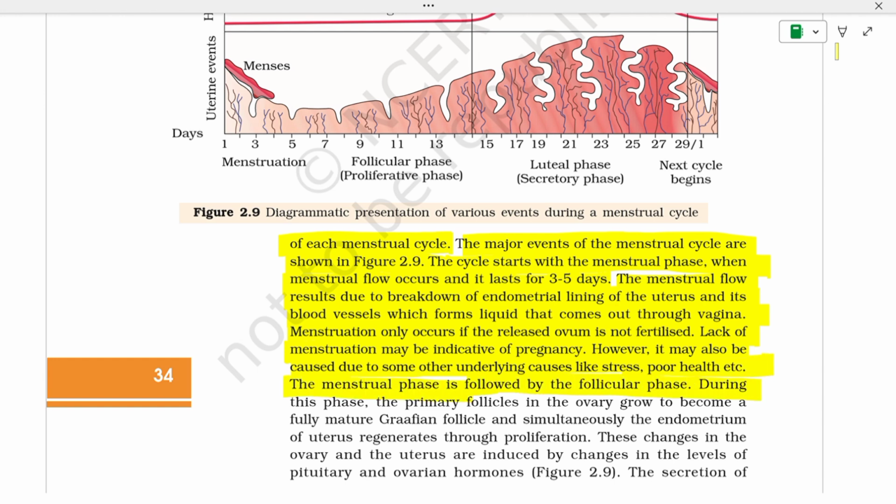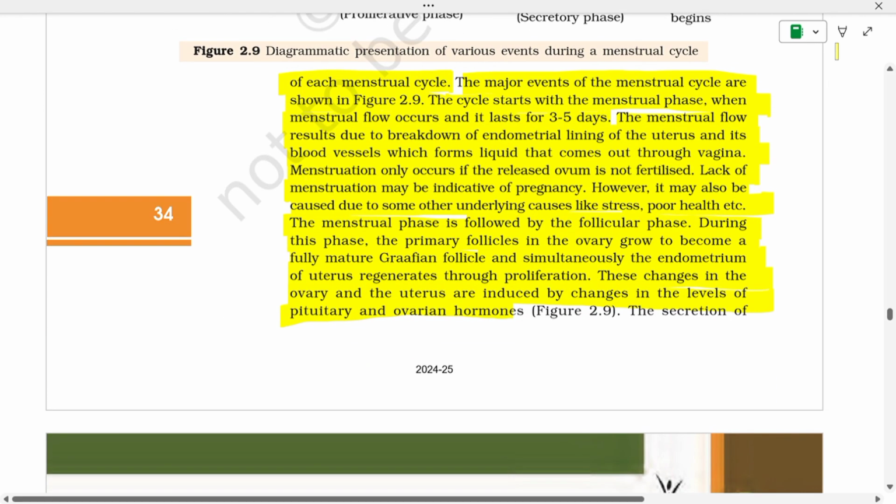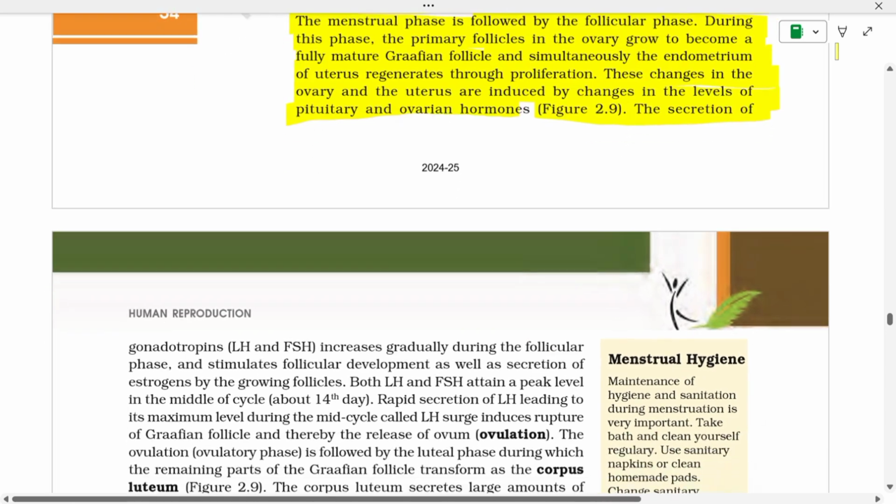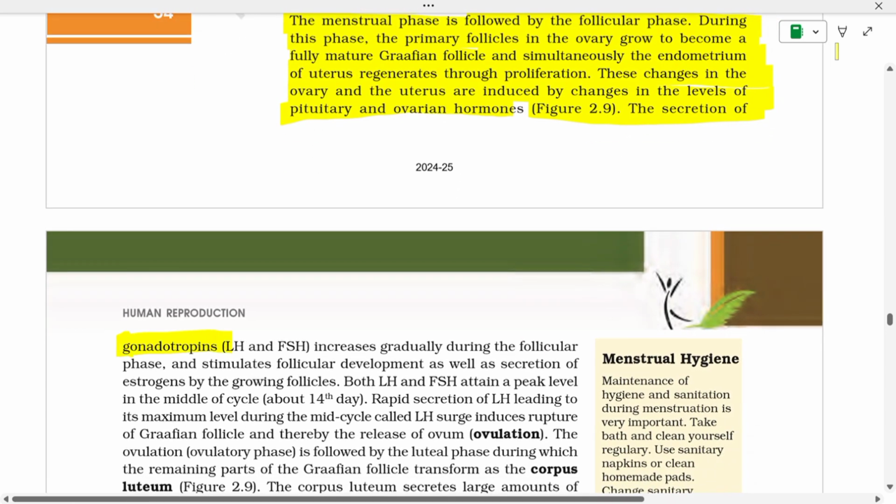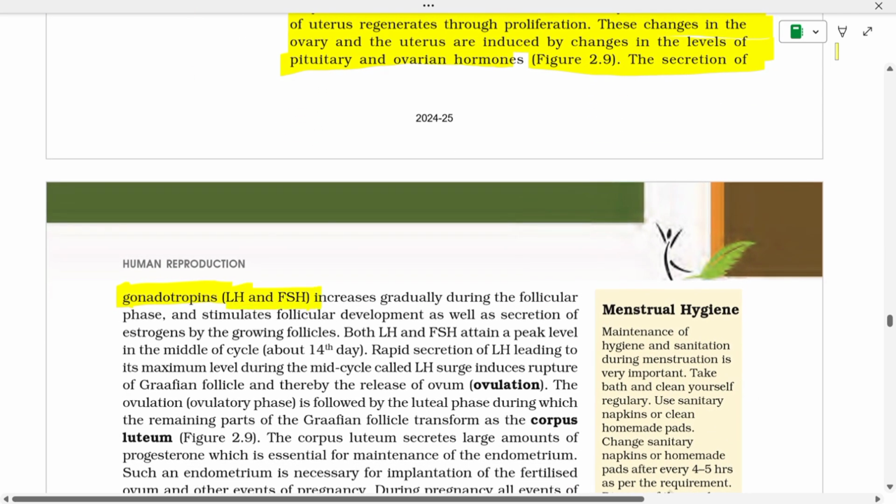The menstrual phase is followed by the follicular phase. During this phase, the primary follicles in the ovary grow to become a fully mature Graafian follicle, and simultaneously the endometrium of uterus regenerates through proliferation. These changes in the ovary and the uterus are induced by changes in the levels of pituitary and ovarian hormones. Figure 2.9. The secretion of gonadotropins LH and FSH increases gradually during the follicular phase and stimulates follicular development as well as secretion of estrogens by the growing follicles.